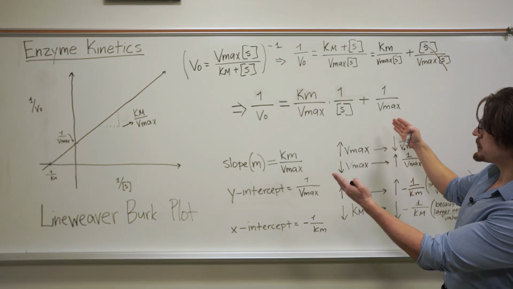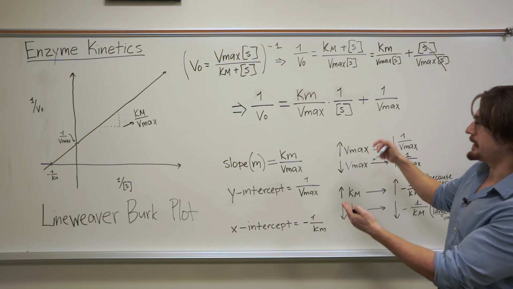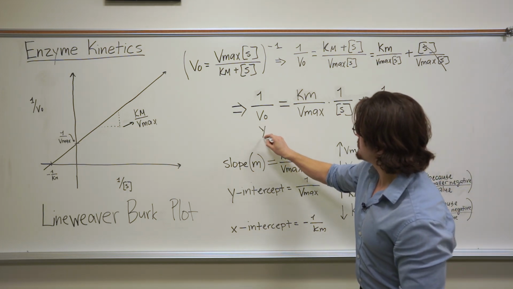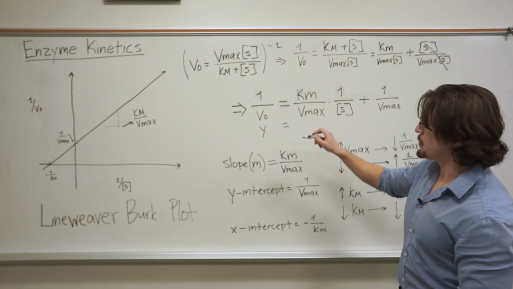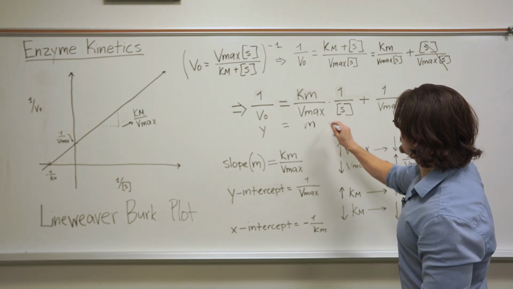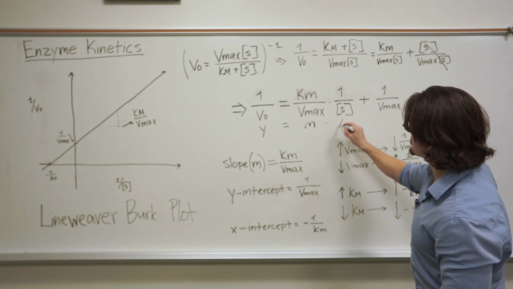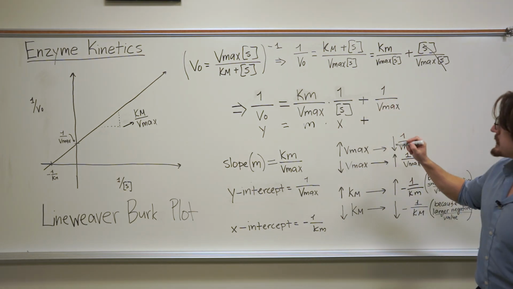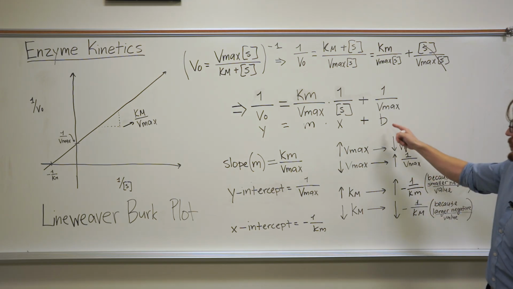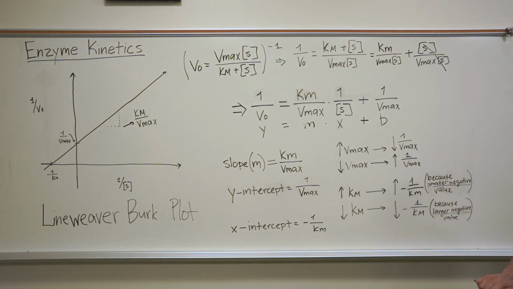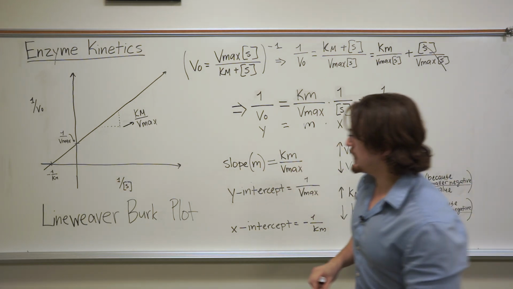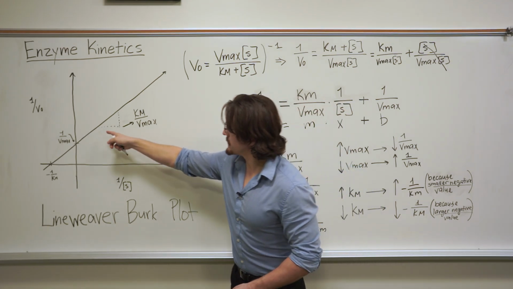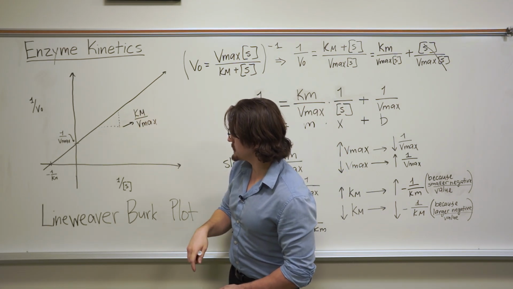And notice that this probably reminds you of the equation of a line, where 1 over V naught is going to be y, and that's going to be equal to Km over Vmax, which is the slope m, multiplied by 1 over the substrate concentration, which is x, plus 1 over Vmax, which is b, the y-intercept. Okay, so now let's talk about each of these terms. We said that the slope is Km over Vmax, and if we look over here, the slope of this line is Km over Vmax.